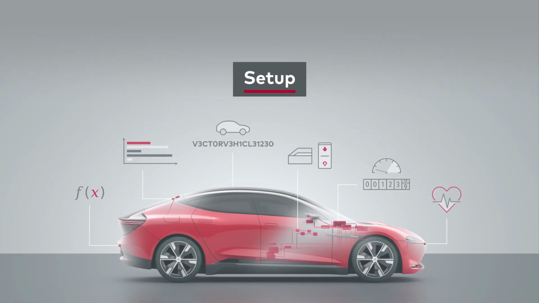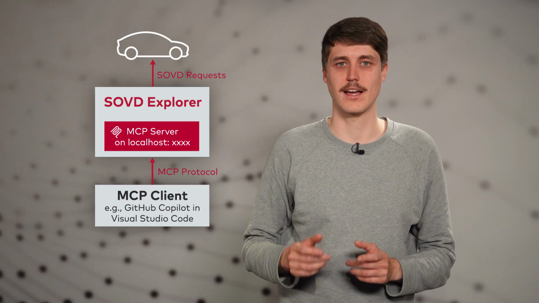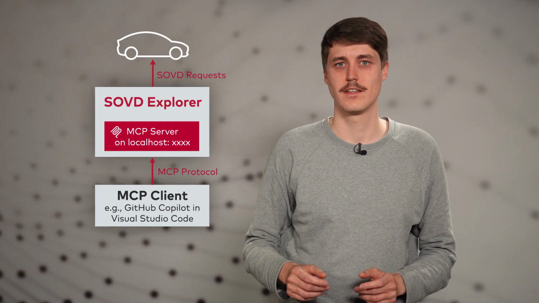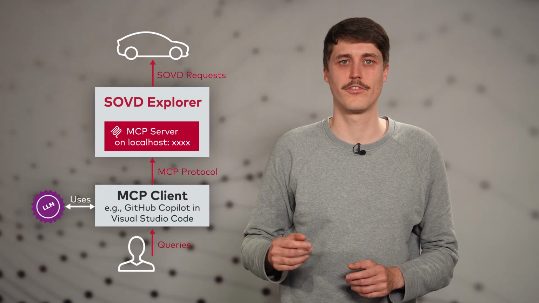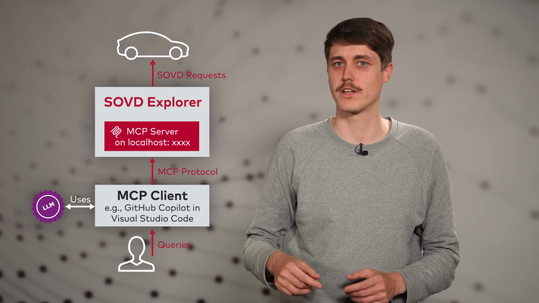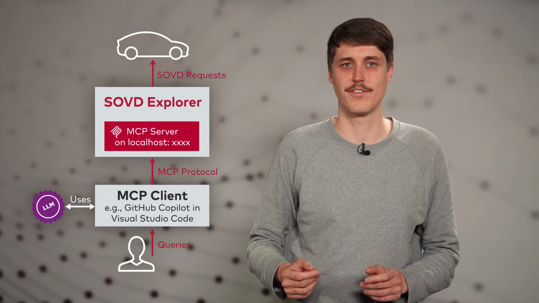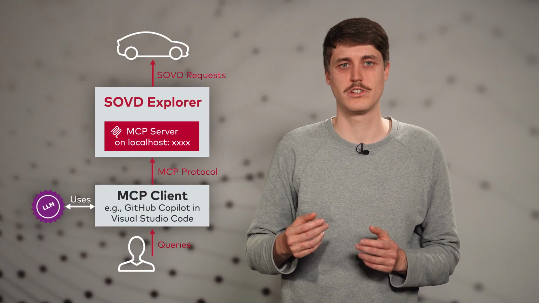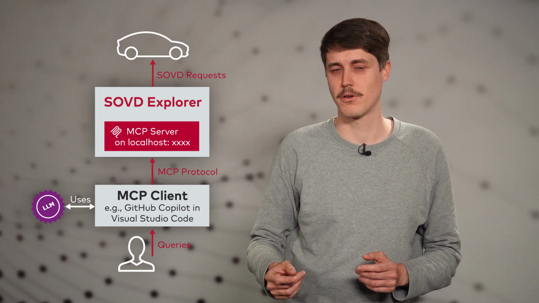Now let's look at how it works. The Model Context Protocol, short MCP, is a protocol that connects AI chat clients to MCP servers. The SOVD Explorer hosts an MCP server on a local port. You can connect your preferred AI agent, such as Claude Code or GitHub Copilot, to the SOVD Explorer simply by entering the server's URL. You can think of this MCP server as the interface for AI agents to use traditional programs. Just like the SOVD Explorer makes it easy for humans to explore and interact with SOVD servers, the new MCP server makes it easy for AI to work with SOVD.